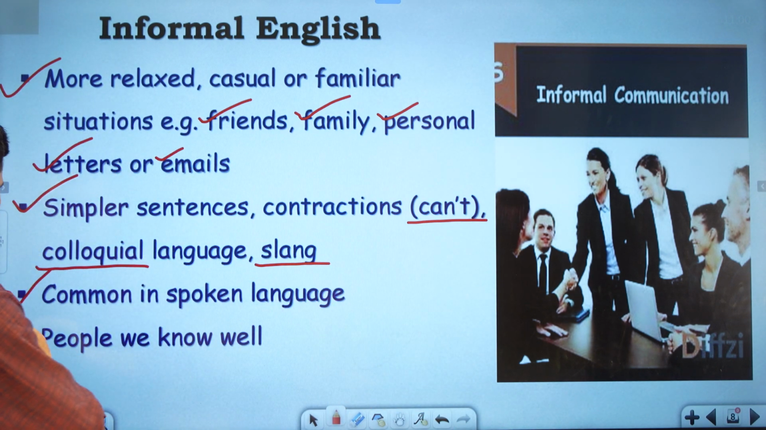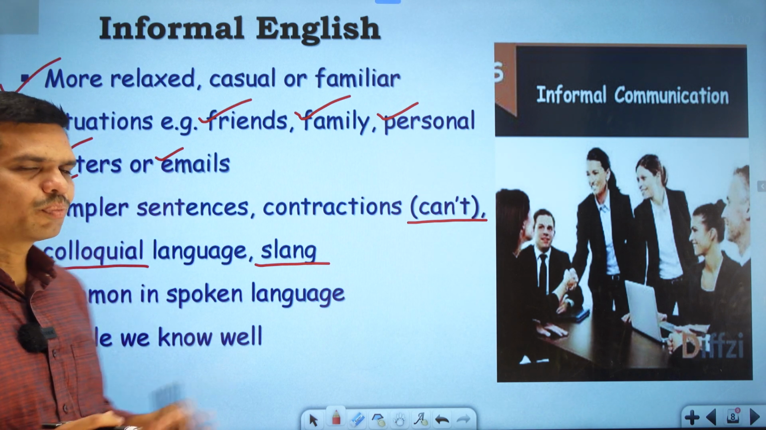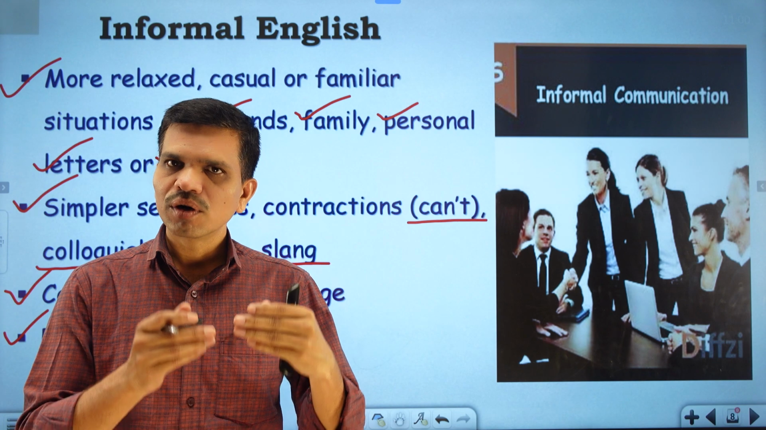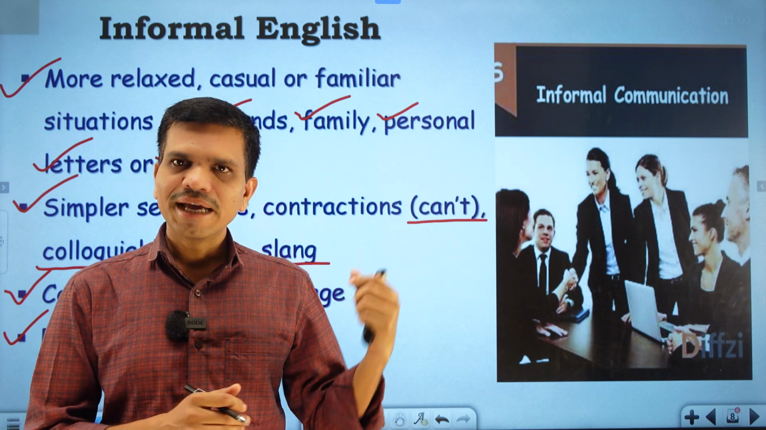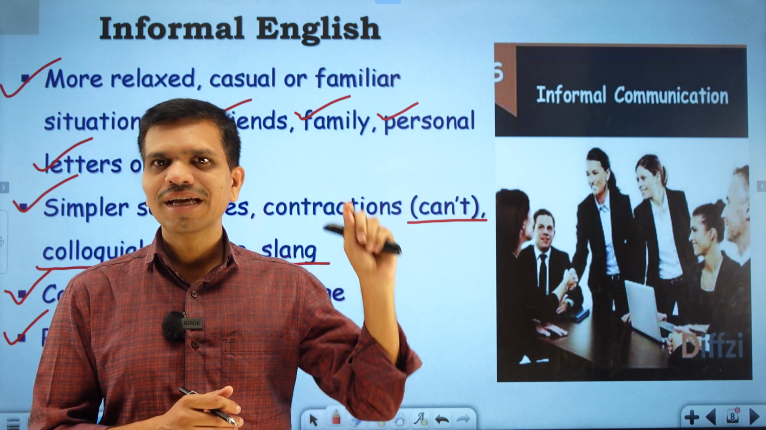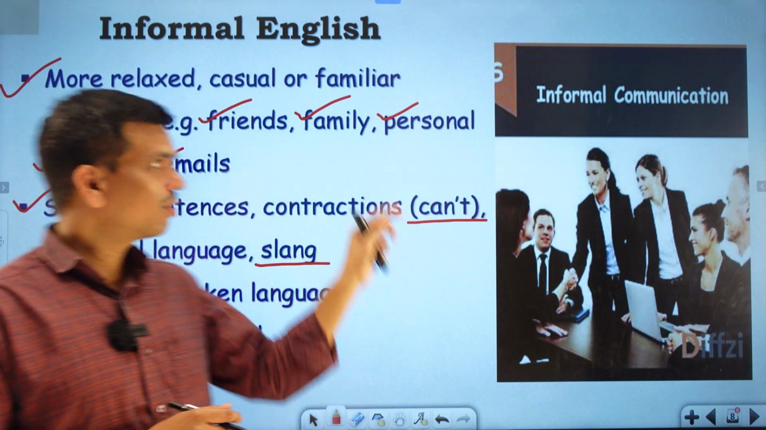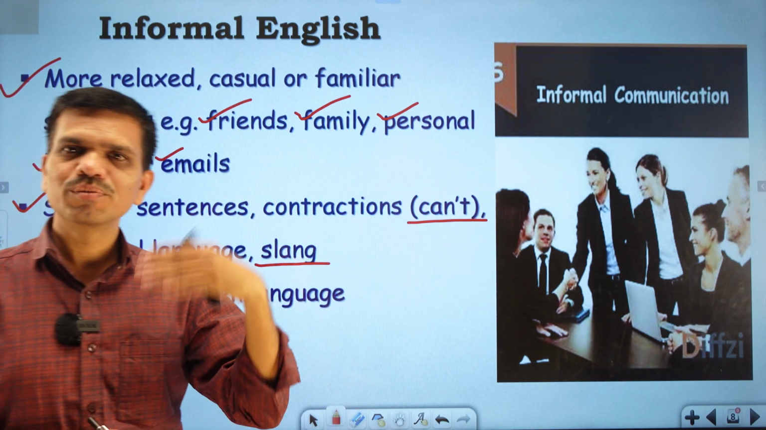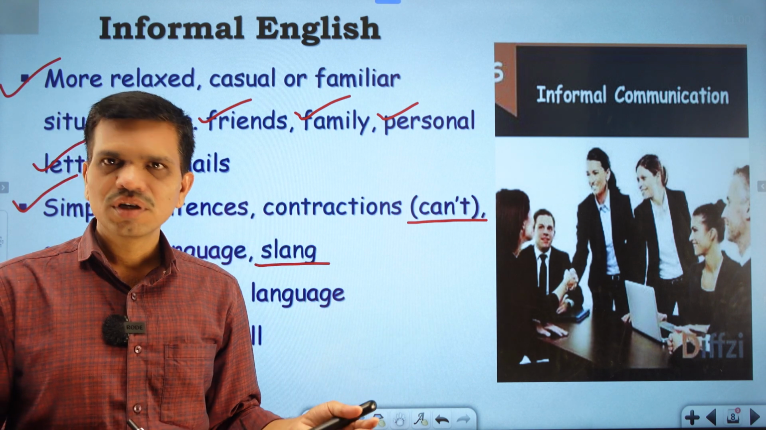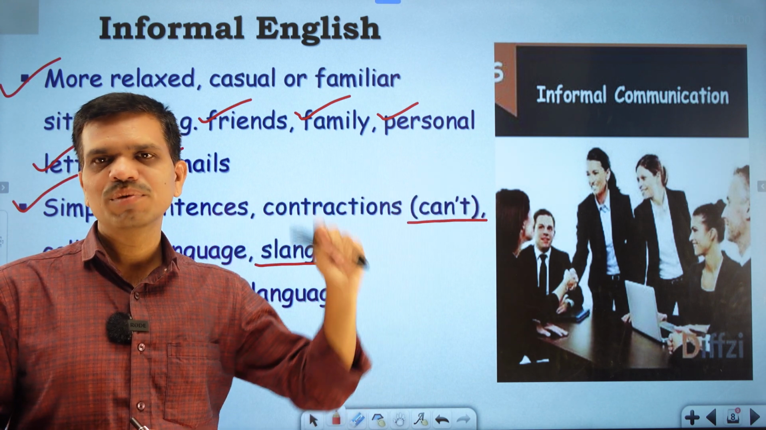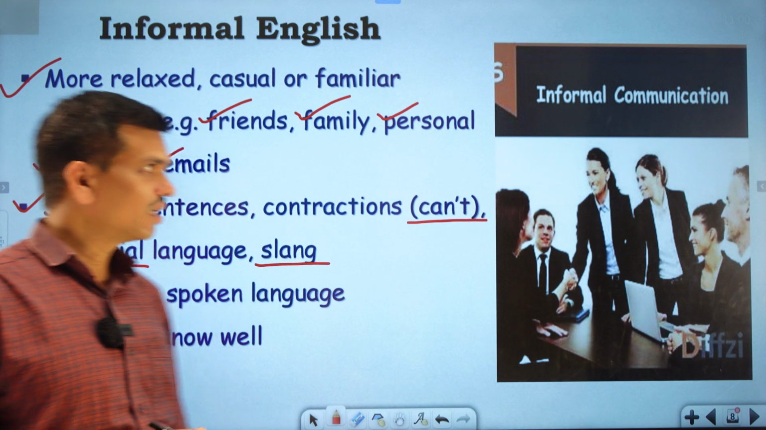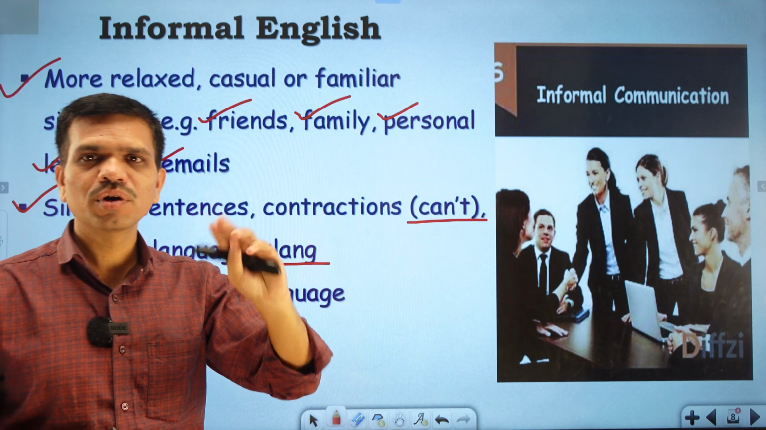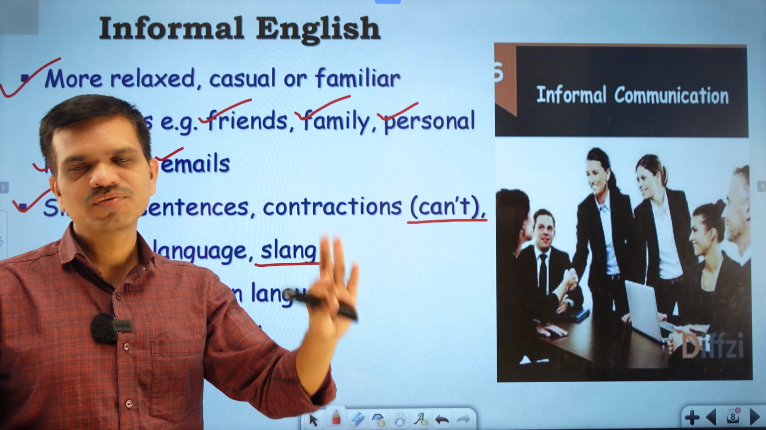Now it is again used with the people to whom we are well familiar, or we know them very well. In those situations we use informal communication. So we have here an example, like we use informal communication while speaking to friends, or we use it in family, we use it in personal relations. So this is informal communication, and I hope you got the difference between formal and informal communication.